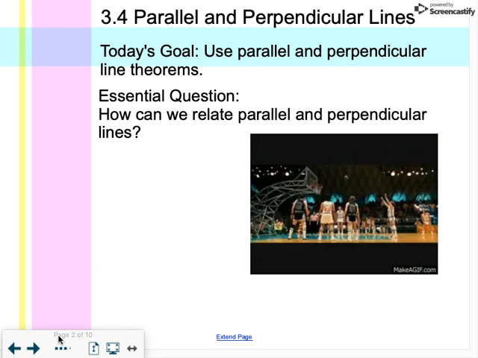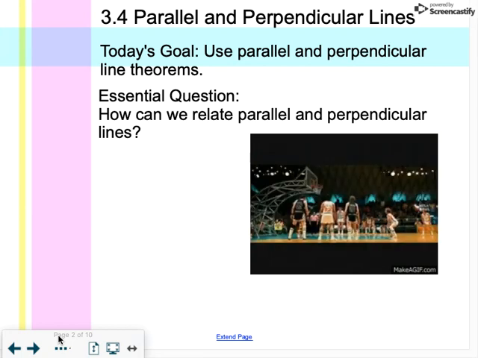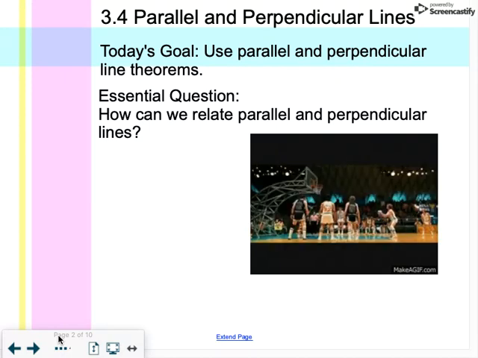So today, 3-4, parallel and perpendicular lines. Today's goal: use parallel and perpendicular line theorems. Our essential question is, how can we relate parallel and perpendicular lines?